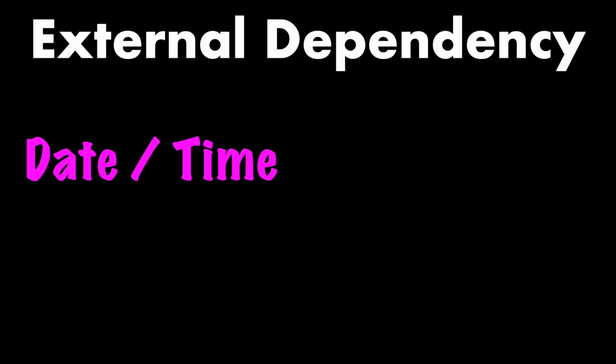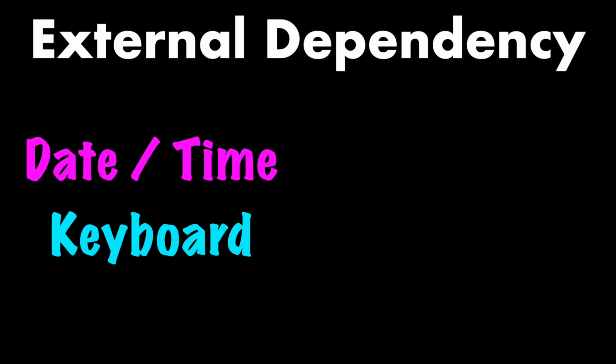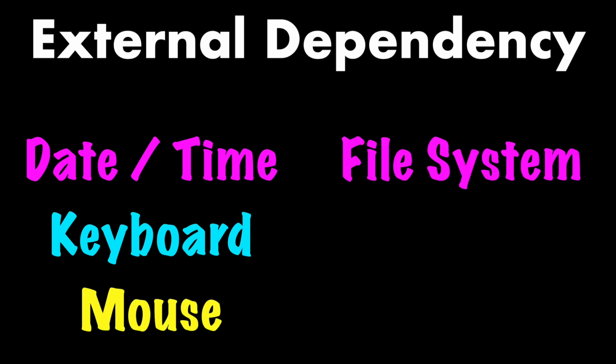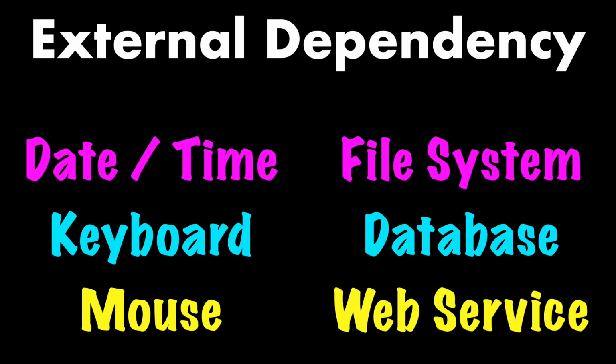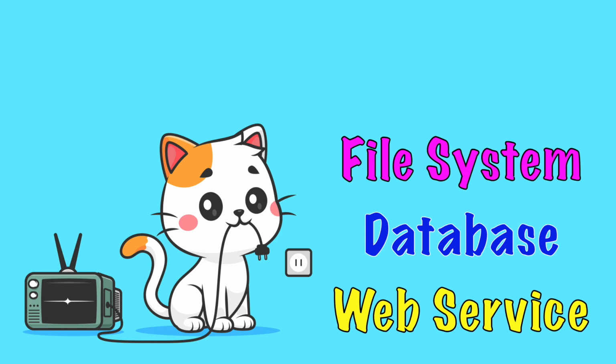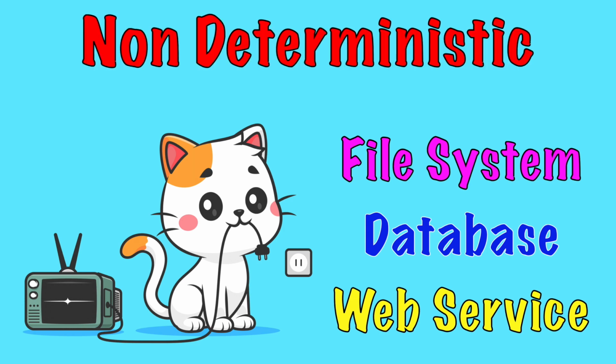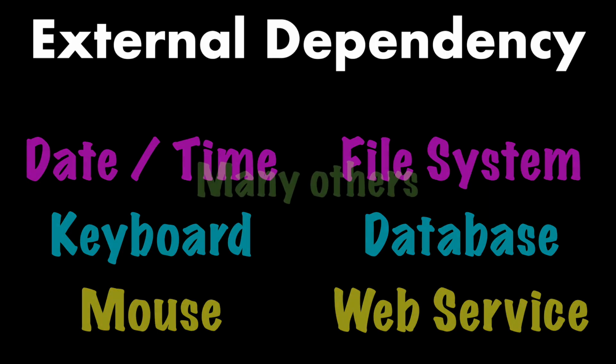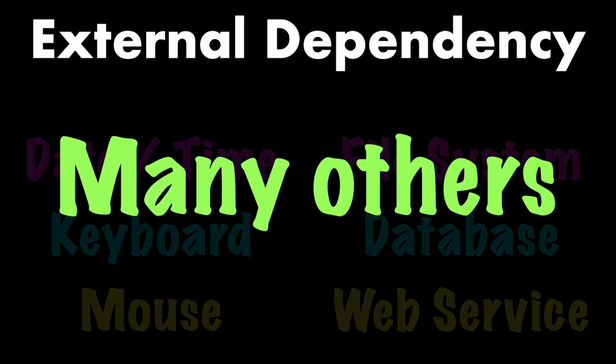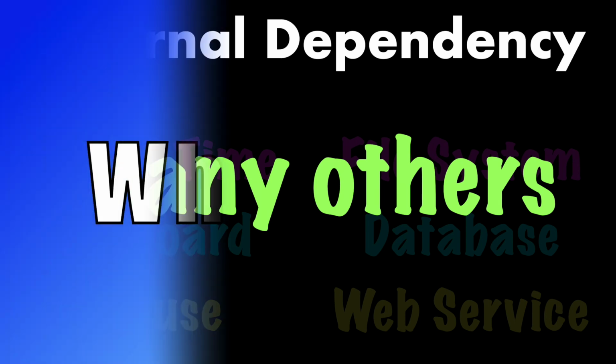There are many other external dependencies that may produce non-deterministic tests. Tests involving the date or time can produce inconsistent results. Input provided from a keyboard or mouse typically leads to a non-deterministic test. A file system, database, or web service can produce consistent results. However, because the connection to these resources could be interrupted, these external dependencies can lead to non-deterministic tests. There can be many other external dependencies that make a test non-deterministic.